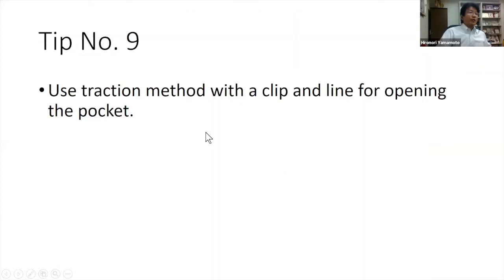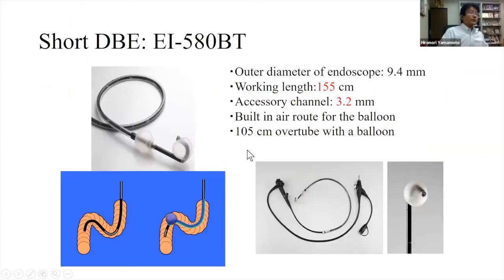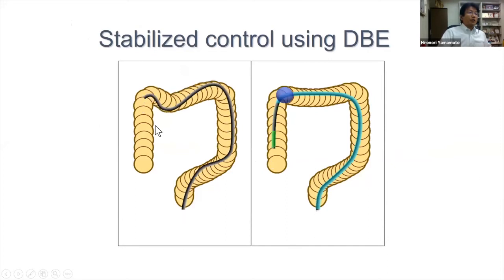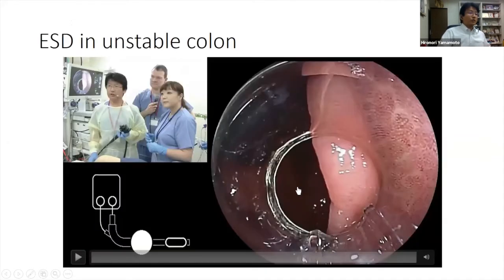Use traction method with the clip and line for opening the pocket. And the short double balloon endoscope, this 155 centimeter double balloon endoscope can stabilize the endoscope control, even in the colon, the proximal colon. You can have a good endoscopic control.